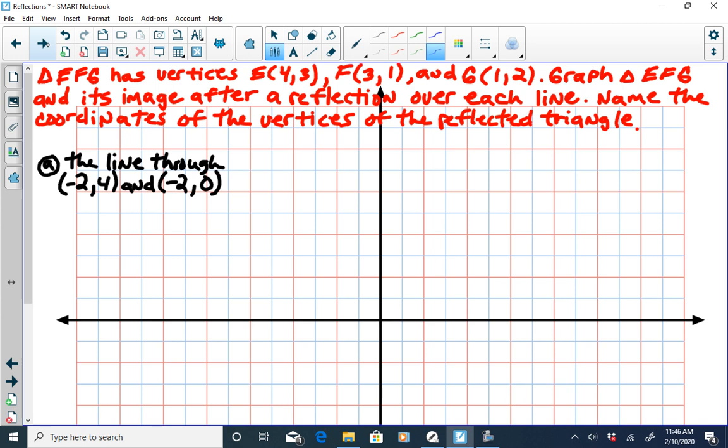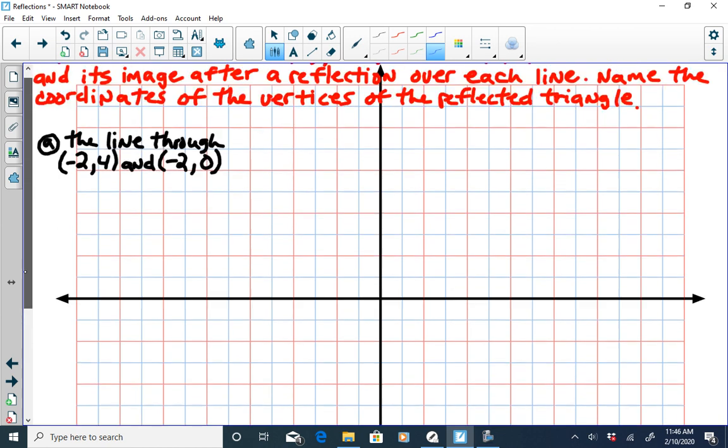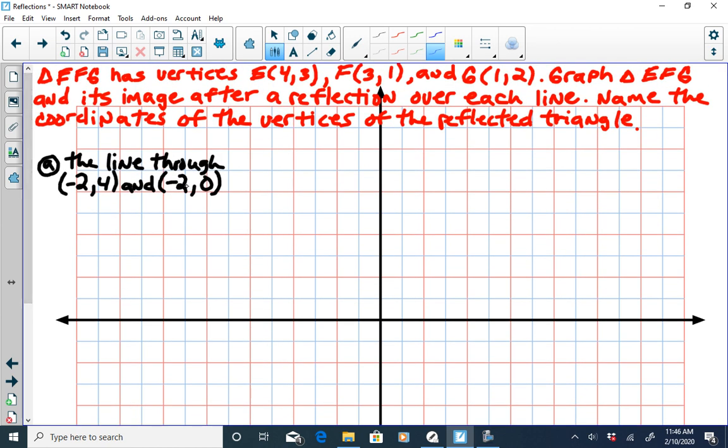Here it says triangle EFG has vertices at (4, 3), (3, 1), and (1, 2). Graph triangle EFG and its image after a reflection over each line. Name the coordinates of the vertices of the reflected triangle. So it looks like we're just going to reflect it over the line through those 2 points. Let's start with the triangle first.